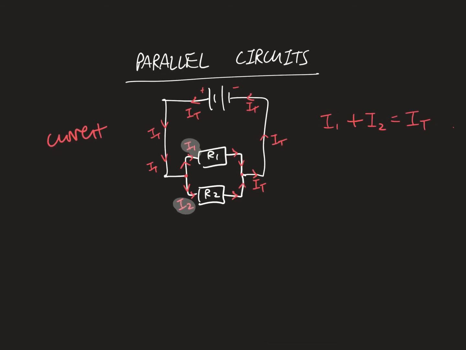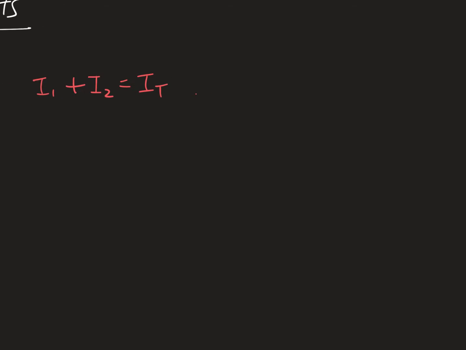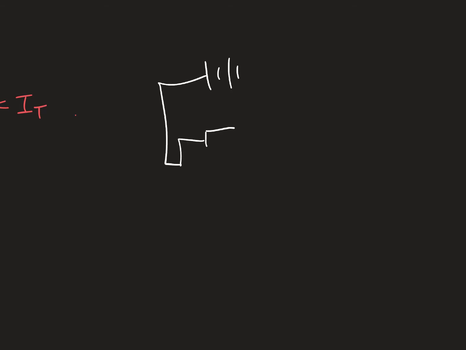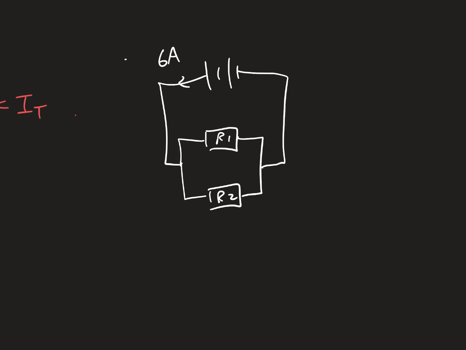So once again, let's look at a question quickly, just to test our understanding. Let's say we have a simple parallel circuit, R1, R2. And I told you that the total current is, let's say, 6 amperes. And now I tell you that the current going through R2 is, let's say, 5 amperes. What is the current going through I1? You can pause and think about it.